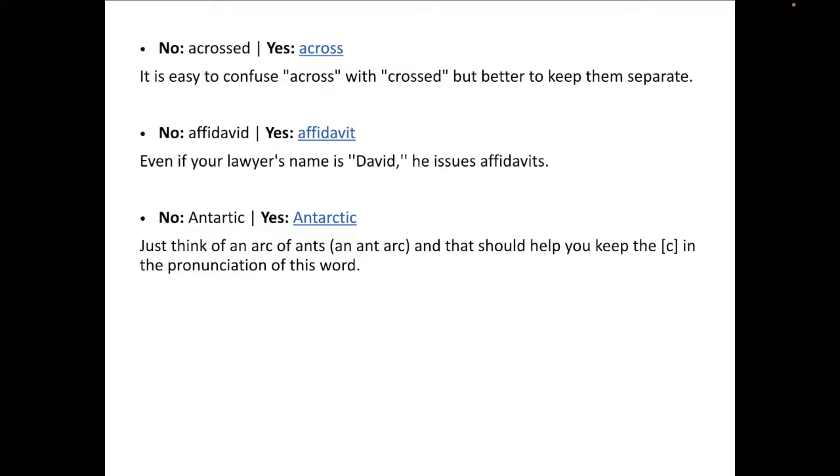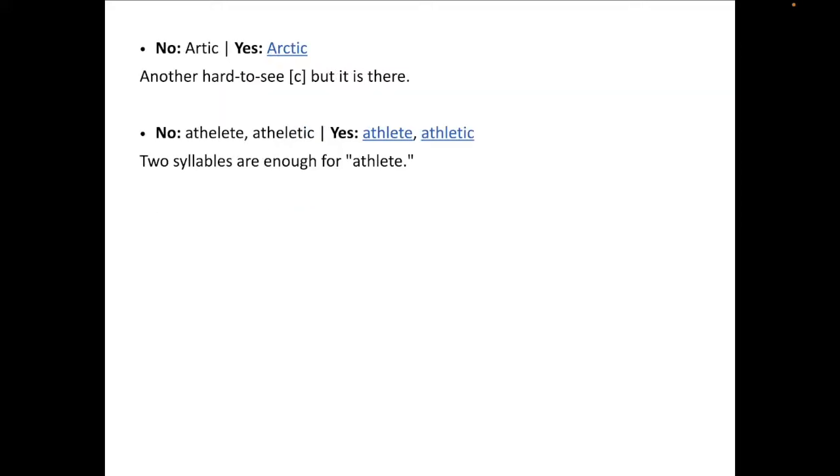The next word is Antarctic. It is not Antarctic. The correct pronunciation would be Antarctic. Just think of an arc of ants, an ant arc, and that should help you keep the C in the pronunciation of this word. It is not Arctic, rather Arctic. Another hard to see C, but it is there. It is not athlete or athletic, rather, it is athlete and athletic. Two syllables are enough for athlete.